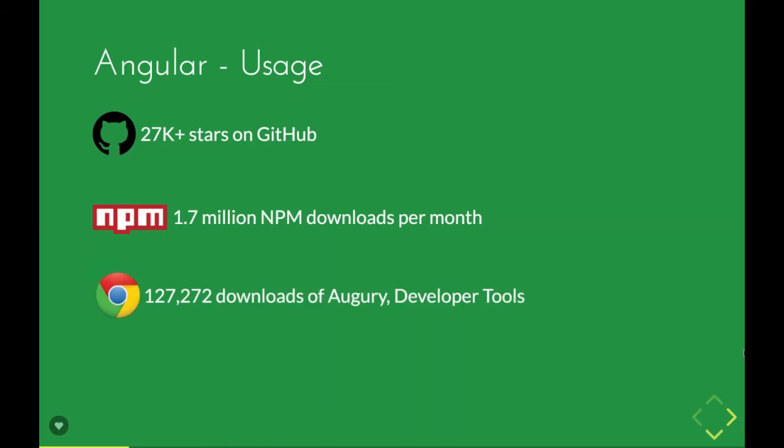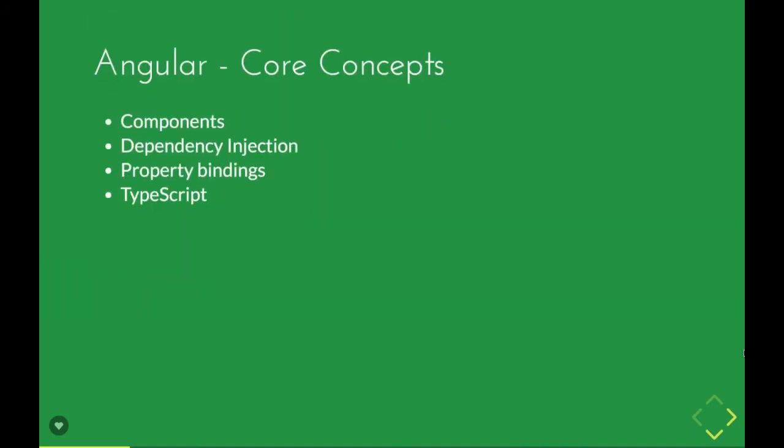And we have about 127,000 downloads of Augury, which is a developer tool extension for Chrome that allows you to work with and inspect various aspects of an Angular application. So this can kind of give you an idea of how large the library is, right? Because stars on GitHub, overall commits and contributors can of course vary, but NPM downloads is very telling for just how often the library gets used. So this is something good to keep in mind here.